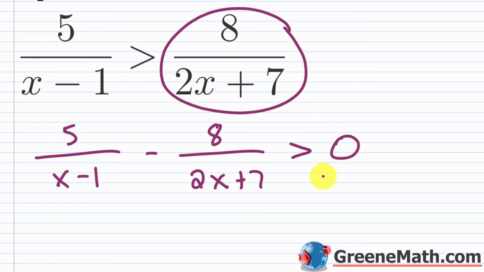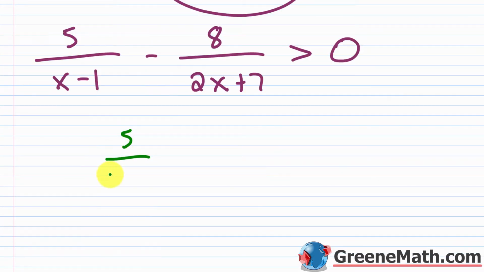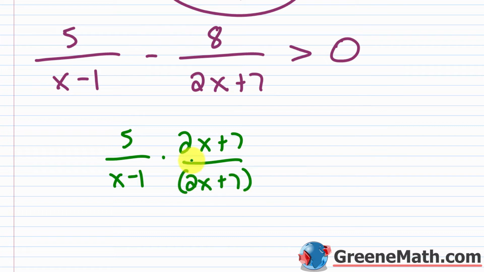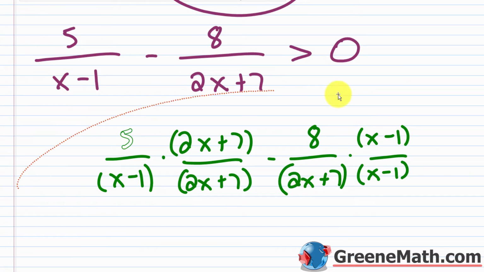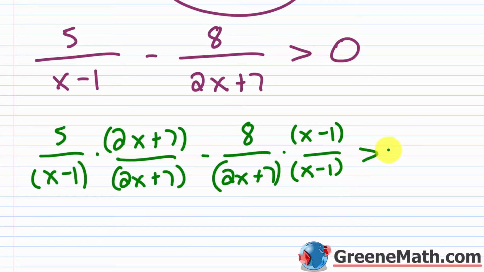Okay, from here I need to get a common denominator. So the LCD would be the quantity x minus 1 times the quantity 2x plus 7, because there's nothing in common between those two denominators. So we'll say this is 5 over x minus 1, multiplied by 2x plus 7 over 2x plus 7. Let me wrap this, and I'll also wrap this down here. Then we have minus 8 over 2x plus 7, and then times x minus 1 over x minus 1. So let me wrap this, and then also this. Let me slide this down just a little bit, and I'll say this is greater than 0.